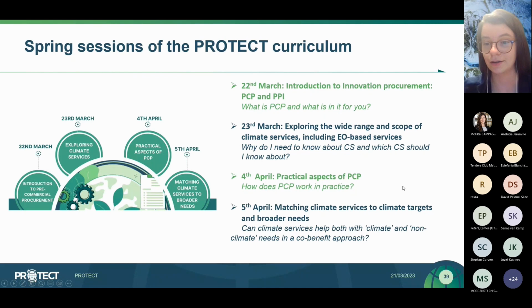We would have the contribution from Aerospace Valley to look at that. And in 2 weeks, we would be looking together at how climate needs can address climate targets, and how climate needs can address what we don't necessarily consider climate targets. So this is the first part of our curriculum.